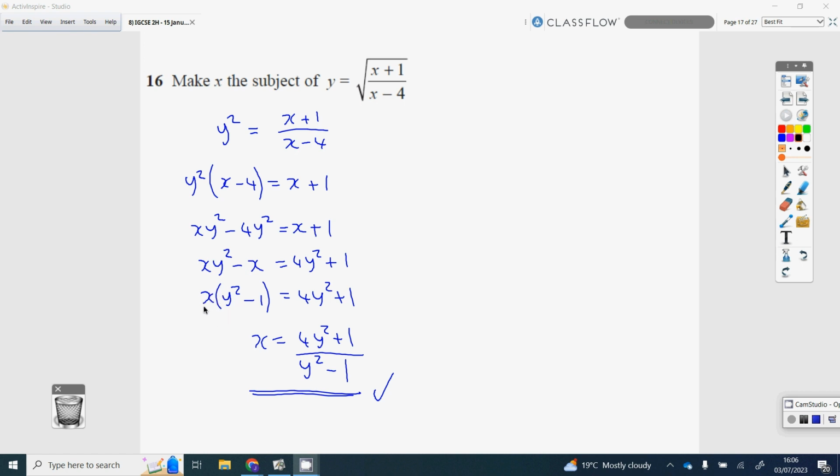And then one final step, just to have x on its own, how do we go from x times a bracket? We have to undo that bracket. So we're dividing both sides by y squared minus 1. Now, as it's the denominator here, it's clear that the whole thing's been divided by it. We no longer need the brackets. So, final answer, x equals 4y squared plus 1 over y squared minus 1.